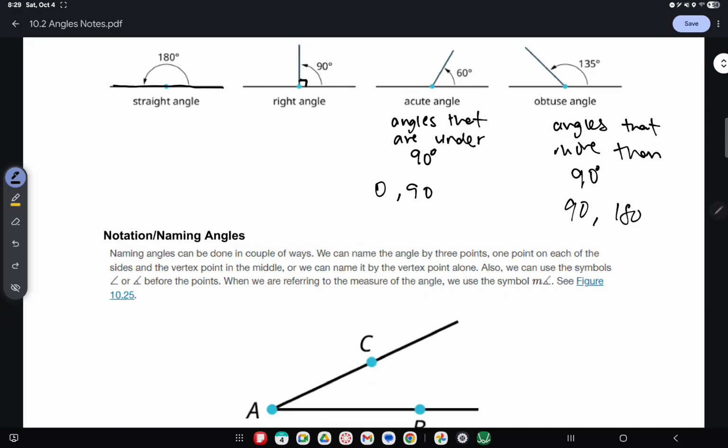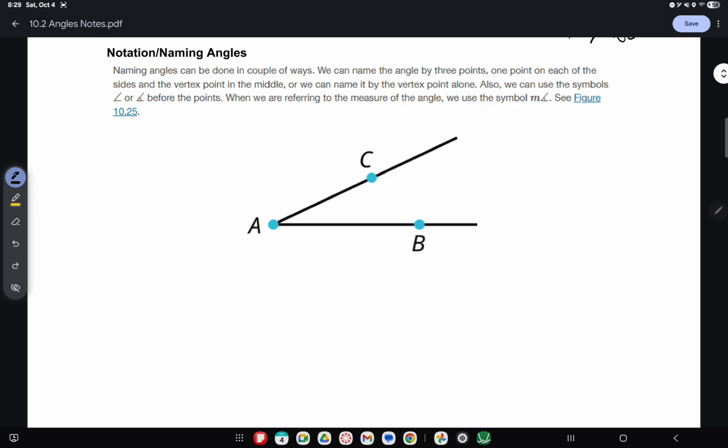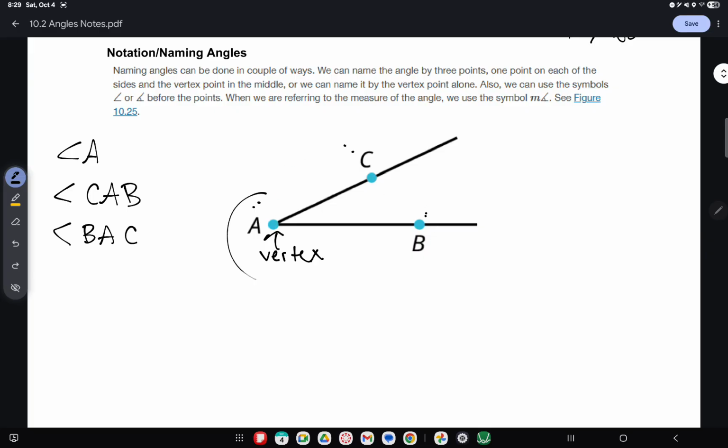Right? We can name angles different ways. Because this is just one angle in this image, I could call that angle A using the vertex. But let's say it had multiple rays in the image. We would name the angles with 3 letters, and we have this little angle symbol. That's how I know it's an angle. I could go CAB, or I could go the other way and go BAC. As long as the vertex of the angle is in the middle of those 3 letters, then it's fine.